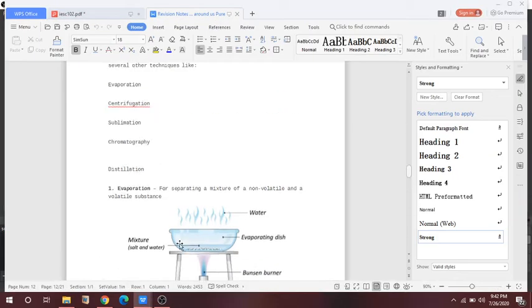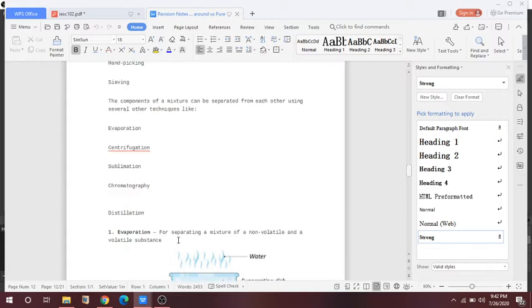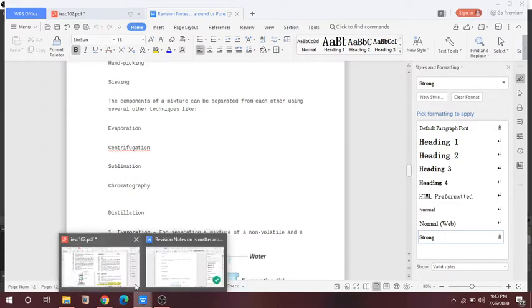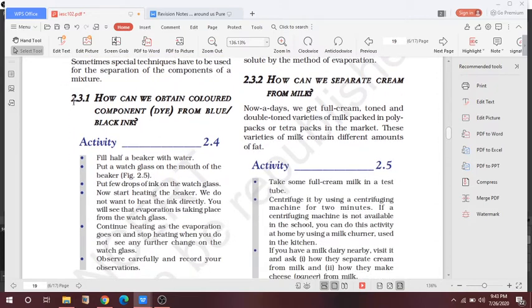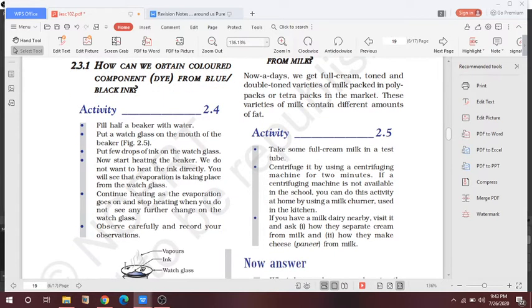So today I will discuss with you the various techniques by which we separate the components of a mixture. We will study evaporation, centrifugation, sublimation, chromatography and distillation. So let's begin. First of all, 2.3.1: how we can separate the color component dye from a blue black ink.